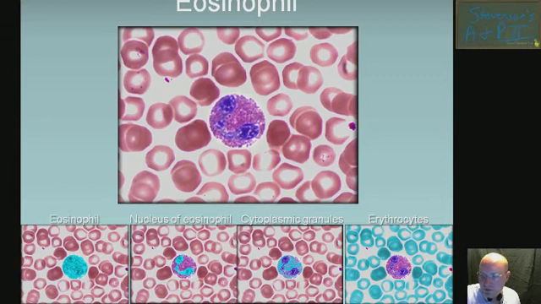So here we see the eosinophil cells, and we have the nucleus of the eosinophils, and the cytoplasmic granules. You can see that the eosinophil is surrounded by red blood cells.